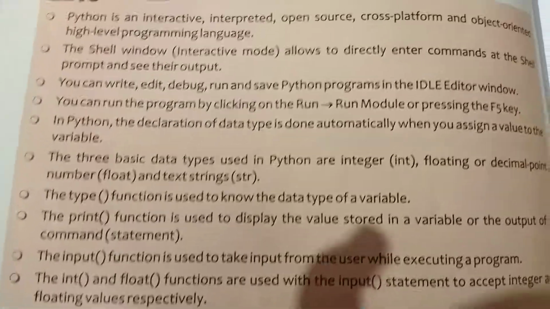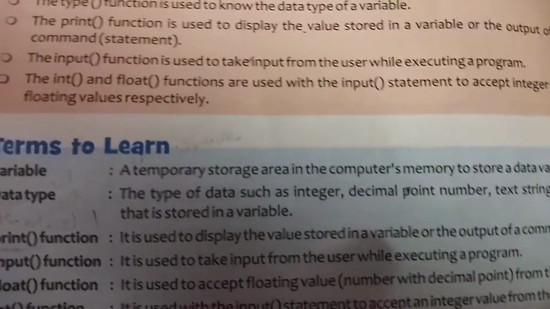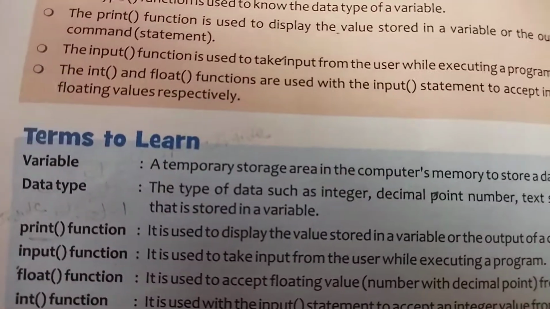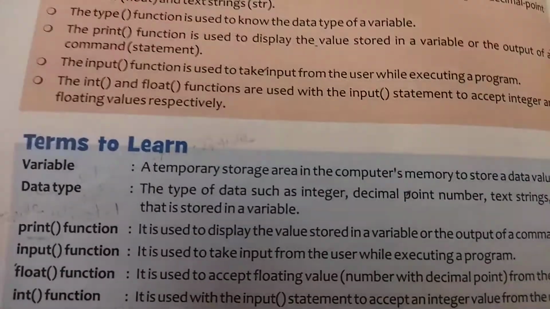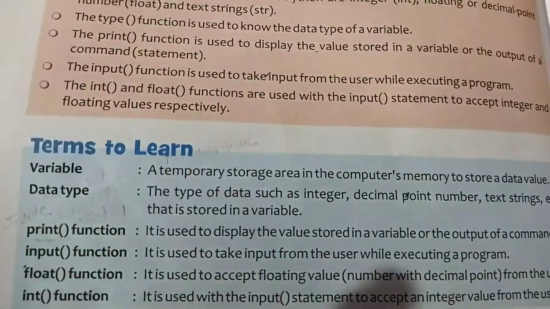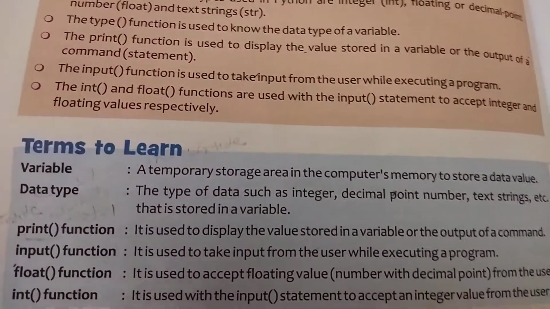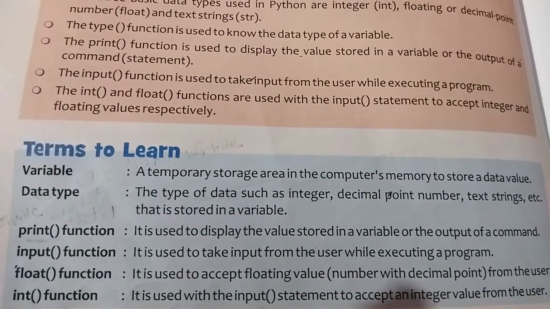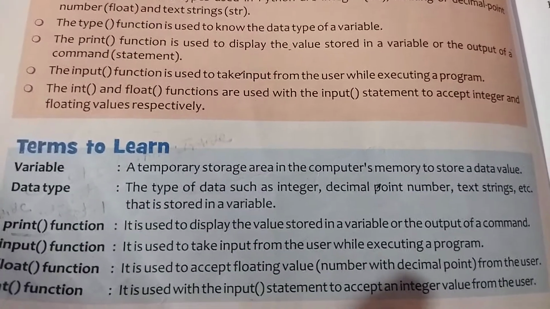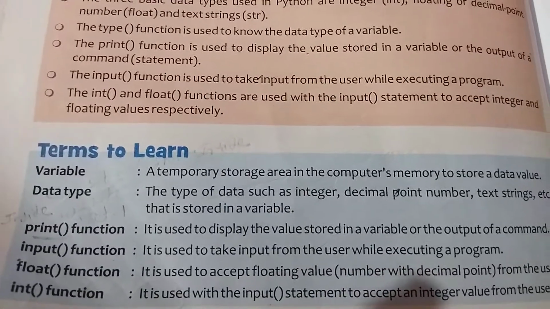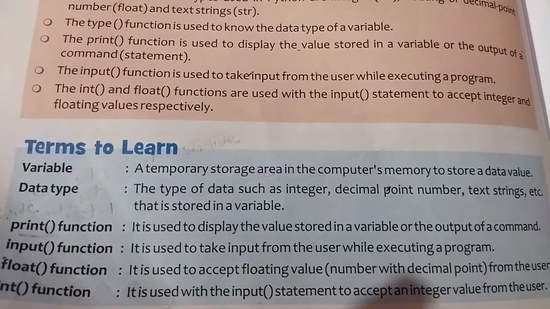Then students, terms to learn. You will follow all these important points. So variable: a temporary storage area in the computer's memory to store a data value is called a variable. Then data type: the type of data such as integer, decimal point numbers, text string, etc. that is stored in a variable is known as a data type. Print function: it is used to display the value stored in a variable or the output of a command.